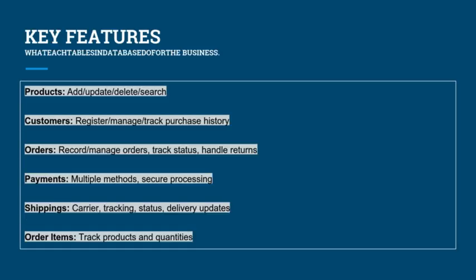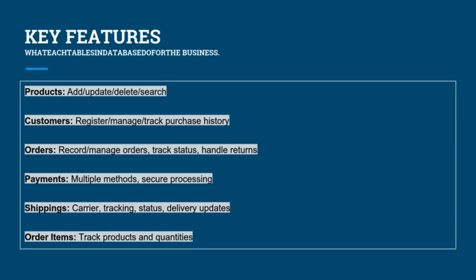So these are my key features. The product table will maintain update, delete, and search, and customer will manage register, manage, and track purchase history. Orders will record and manage the order, track status, and handle returns. Payments contain multiple methods. Secure processing is whatever payment method you want to use, like credit card, debit card, Apple Pay, or something else like third party payment.